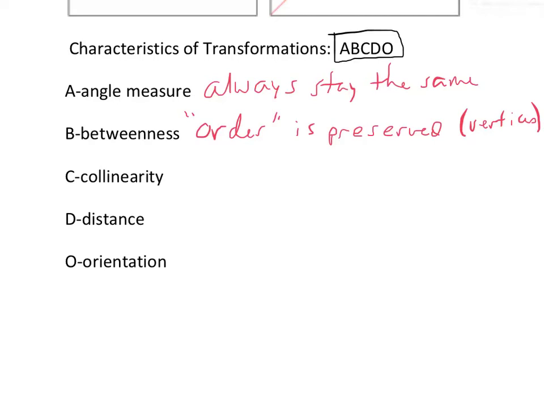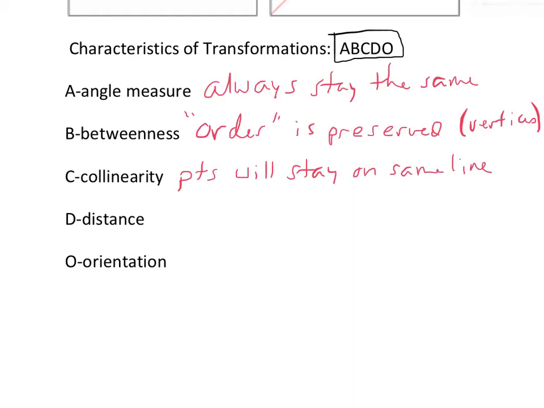Collinearity refers to points, and the points will stay on the same line. They don't jump off and go other places. They'll stay in their appropriate places.